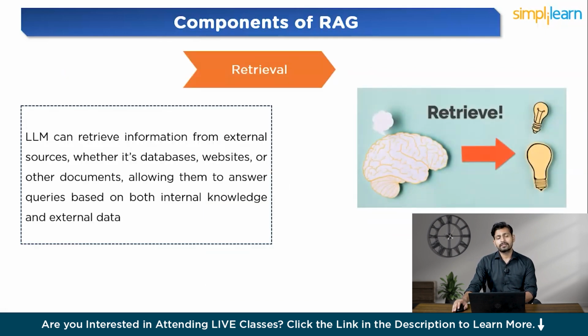The retrieval process in the mother case would be that she has to access a search engine or a database so that she could retrieve the most up-to-date information on the number of moons. This is what RAG models do. They can retrieve information from external sources, whether it's databases, websites, or other documents, allowing them to answer queries based on both internal knowledge and external data.